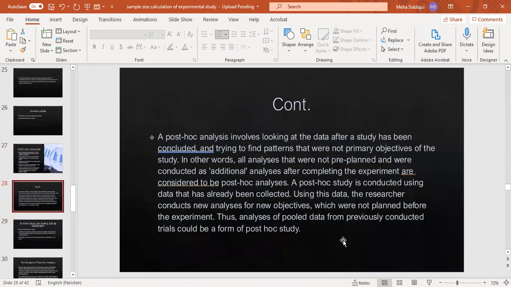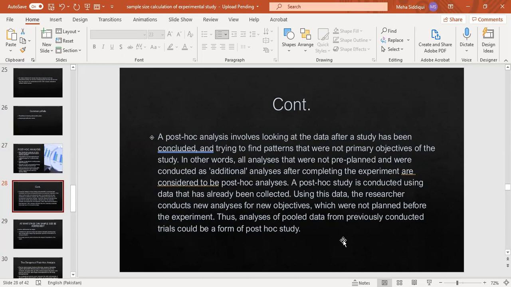A post hoc analysis involves looking at the data after a study has been concluded and trying to find patterns that were not primary objectives of the study. Or in other words, all analyses that were not pre-planned and were conducted as additional analysis after completing the experiment are considered to be post hoc analysis.